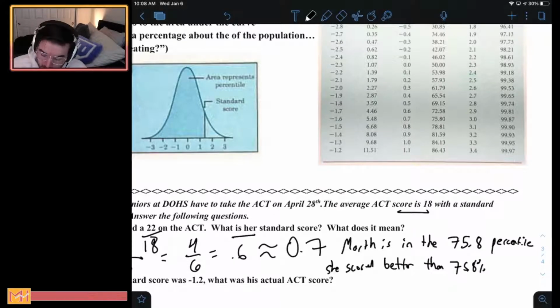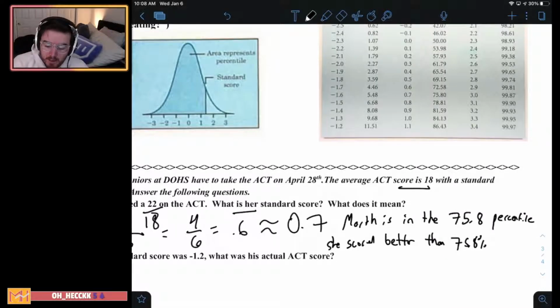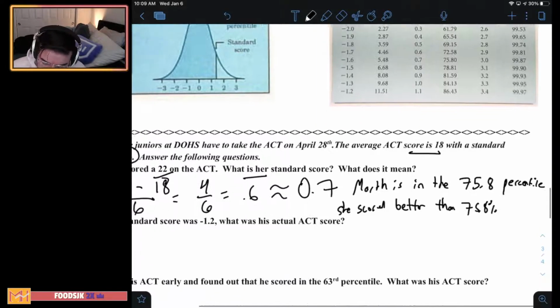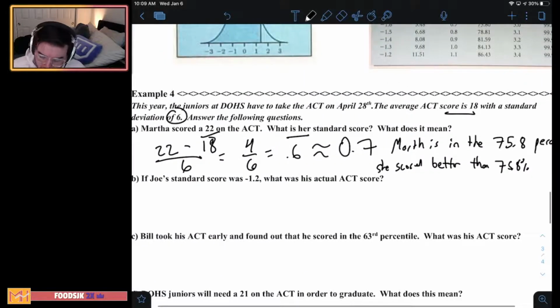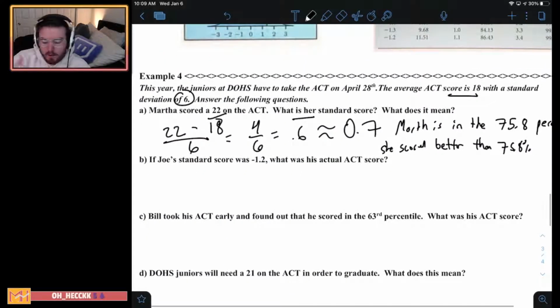She scored better. Now, if you're talking weight, that means you're heavier than 75.8% of your peers. That might not be something you want to hear. So a high percentile is not always ideal. I guess it just depends on your situation. So let's keep it going.